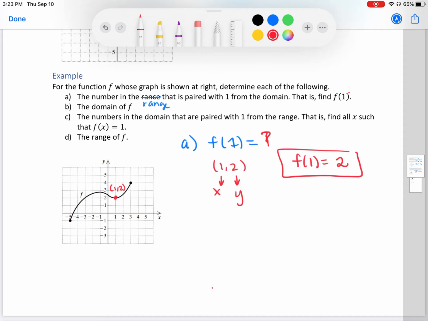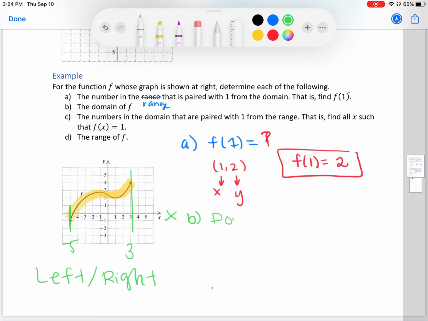Okay, B, the domain of f. Let me erase my markings from the previous question. The domain is what are all the x values? So we see a graph, and all of this is our graph. And we see that we have x's starting at -5 and ending at 3. So if we look at our graph from left to right, the lowest number along our x's is -5 and the highest is 3.